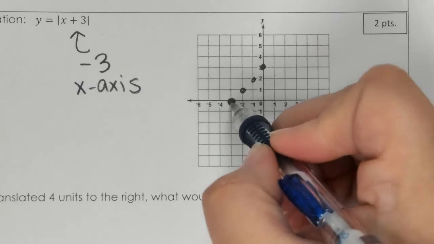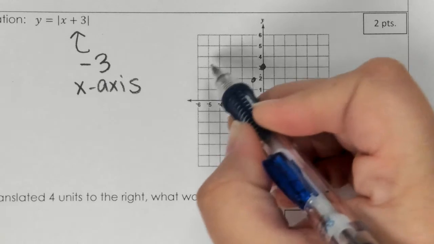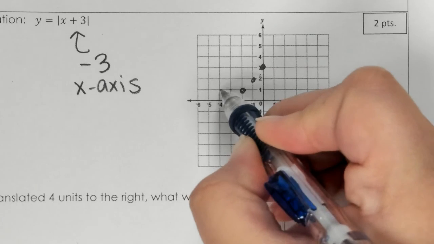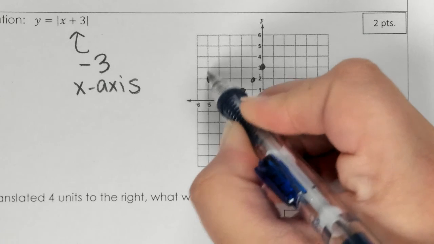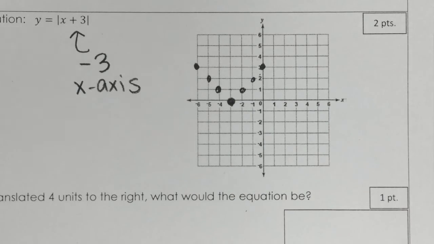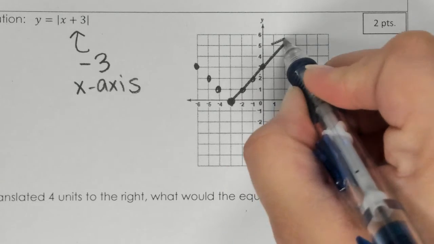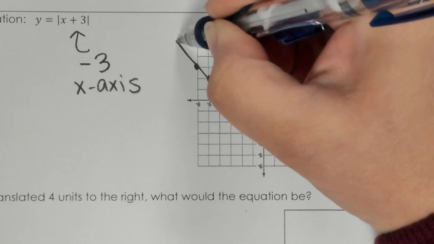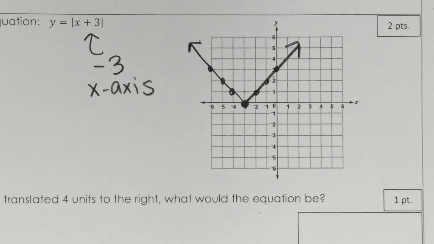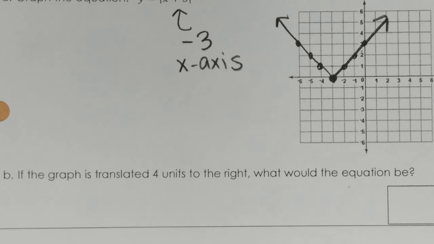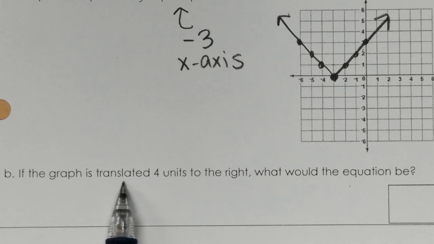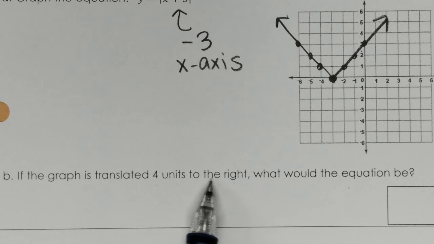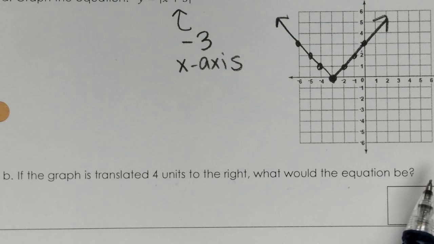And then whatever you do on this side, you must do the same on the other side. So I'm going to go up 1, left 1, 3 times, draw my V. So you get 2 points for drawing the V shape for the first graph, part A. But then part B says, if the graph is translated, which means shifted or moved, 4 units to the right, what would the equation be?